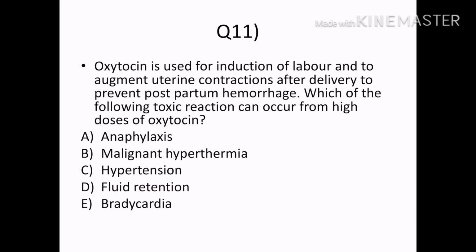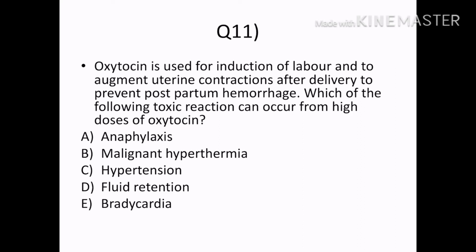Question number 11. Oxytocin is used for induction of labor and to augment uterine contractions after delivery to prevent postpartum hemorrhage. Which of the following toxic reactions can occur from high doses of oxytocin? A. Anaphylaxis. B. Malignant hypothermia. C. Hypertension. D. Fluid retention. E. Bradycardia.